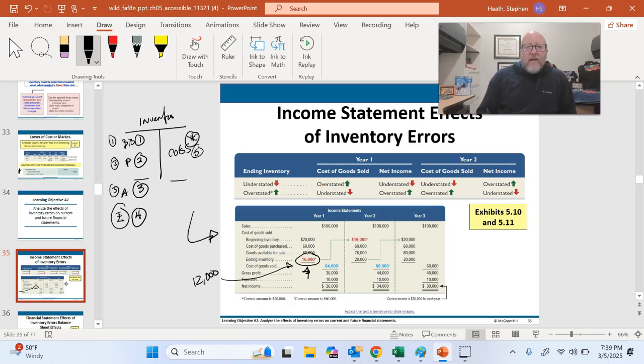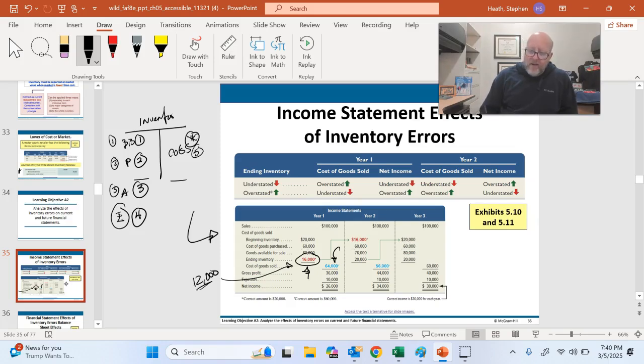Okay? So if for whatever reason we miscount or we don't do this and we mistakenly say our ending inventory is 16,000 when it should be 12,000, then we are understating our cost of goods sold, right? Our cost of goods sold says 64,000 based on 16,000 in ending inventory. If the 16,000 was less, I would be subtracting away less from what I have available, and therefore cost of goods sold would be higher.